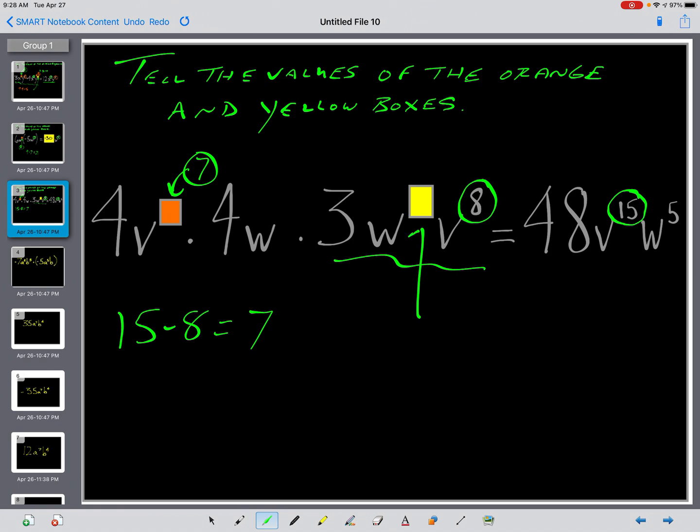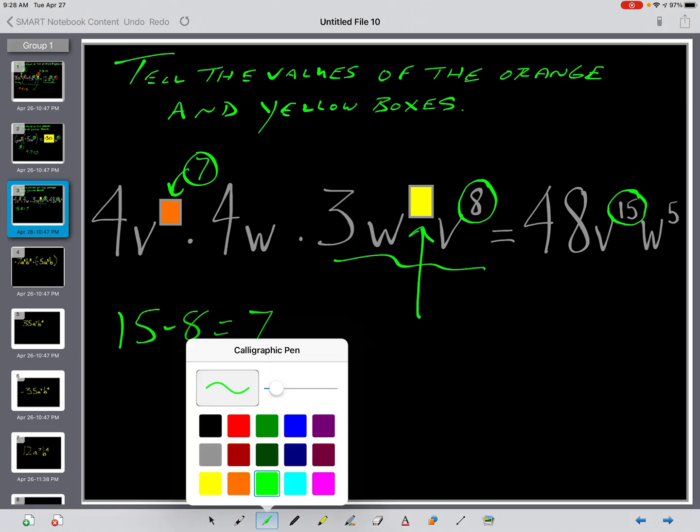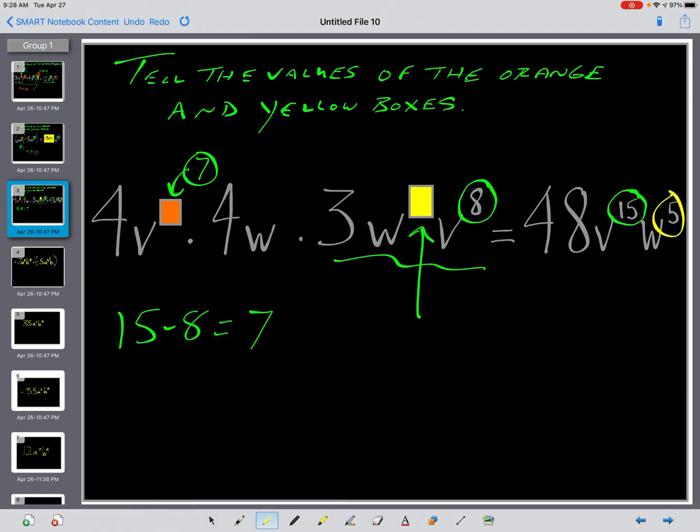Now to get the yellow box, we see w has a 5 associated with the product, and so we have a 1 here. So here's the tricky thing. There's no exponent shown, but it's actually understood it's 1, right? And so to get to 5, we're going to do 5 minus 1, so we know that the value is going to be 4 for that yellow box.